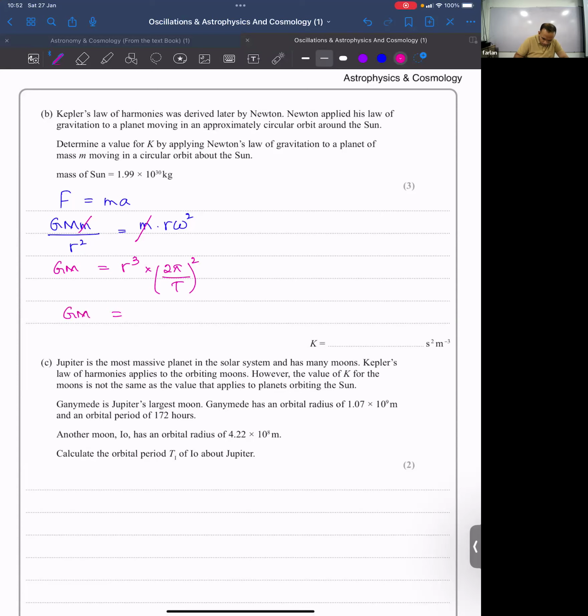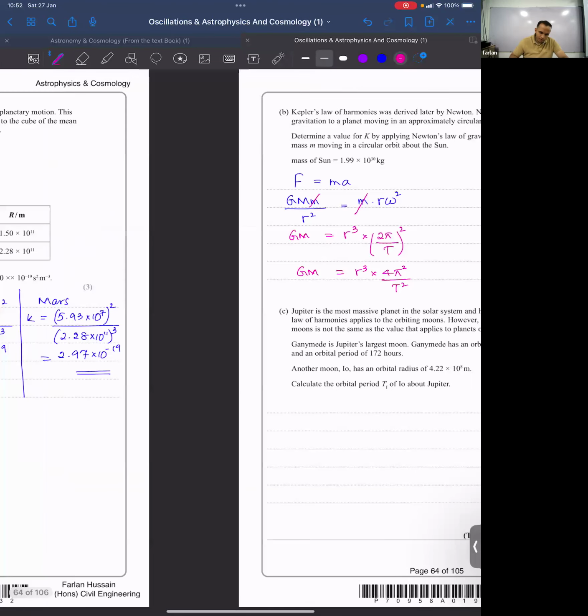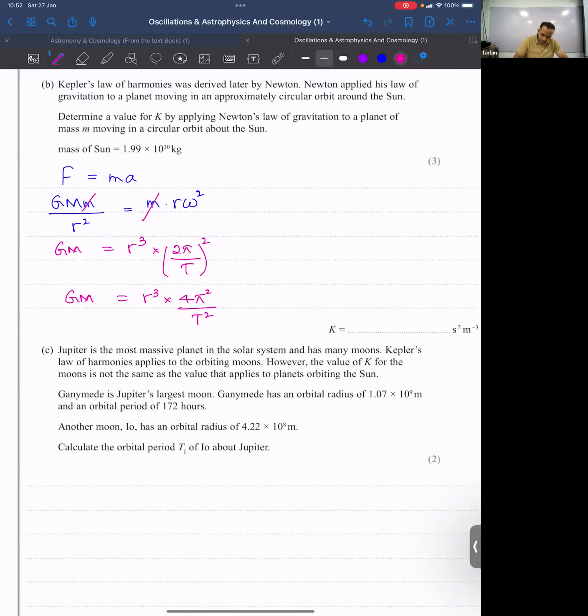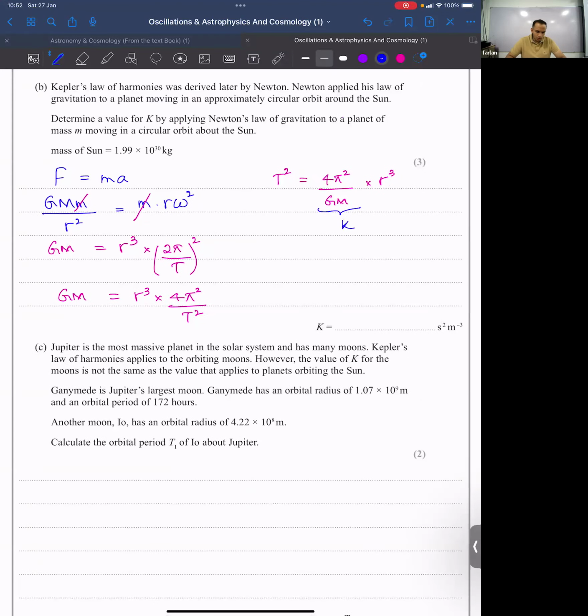So GM equals r cube into 4 pi square over T square. So the equation is in the form of T square equals K r cube, right? So if I make T square the subject, T square equals 4 pi square over GM into r cube. So this is what Kepler has called the K. T square equals K r cube. So the question is to determine the value of K.